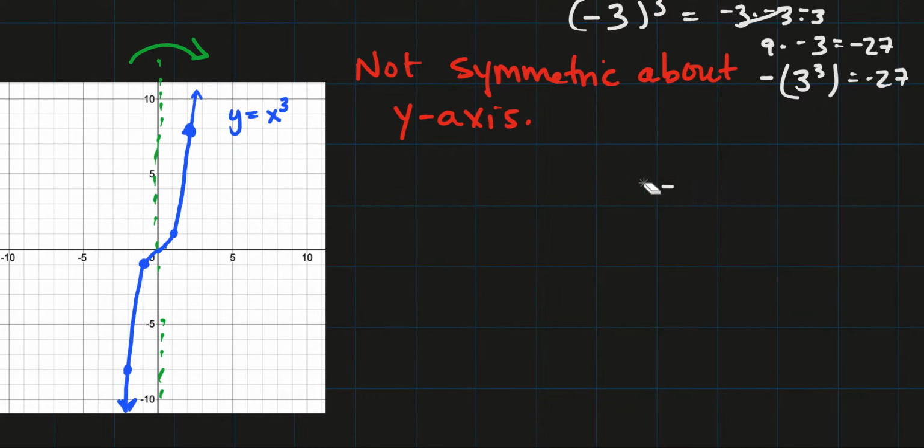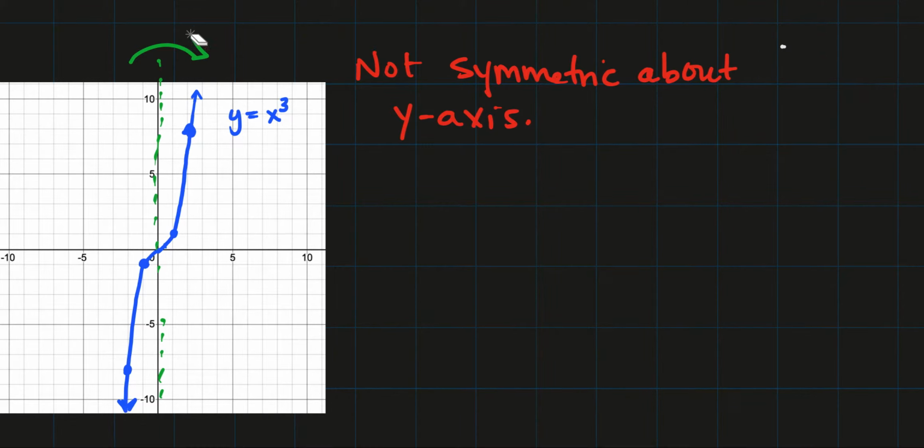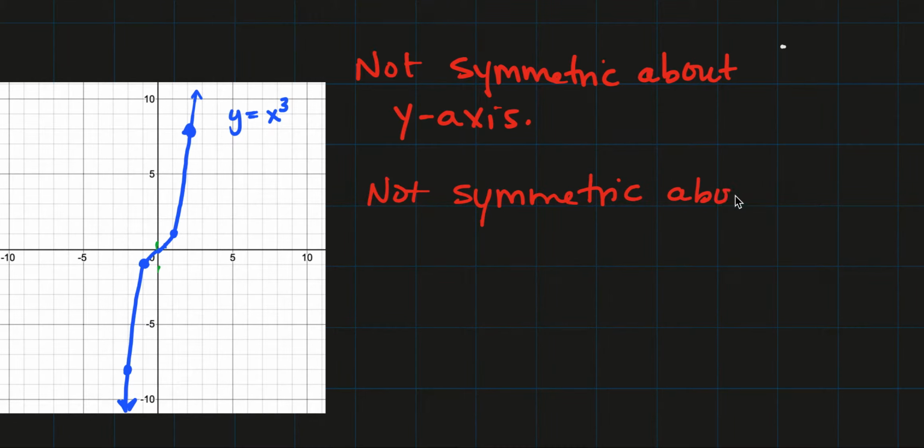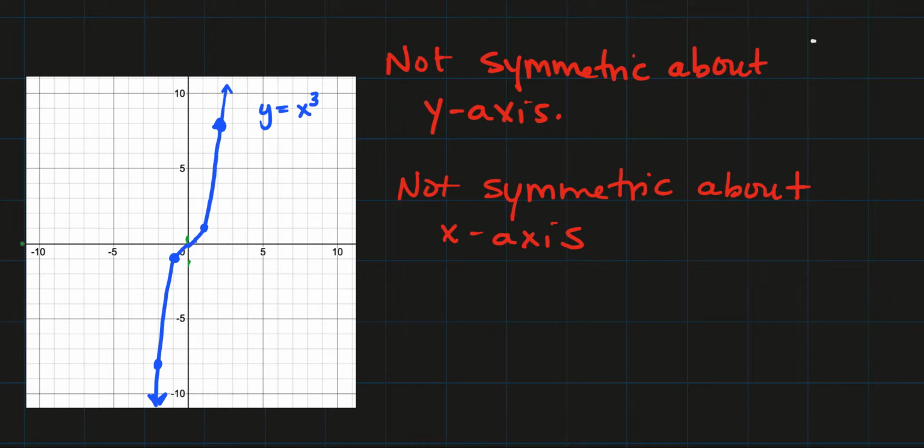Okay, let's clean this up. Is it symmetric about the x-axis? So this is not symmetric about the x-axis. Again, we can make a little dotted line along the x-axis. And if we flip this part of the graph and put it down here, what we're going to get is something like this. So we'll have this piece and they're not lining up. So it's not symmetric about the x-axis.